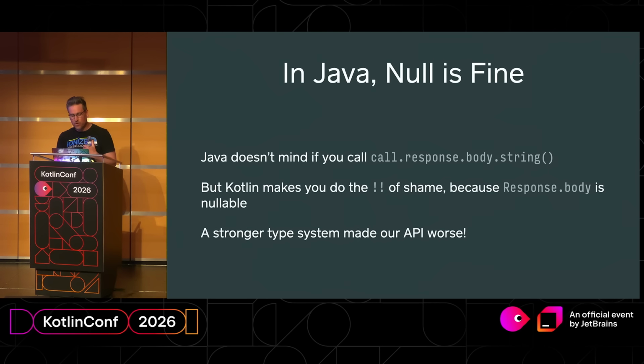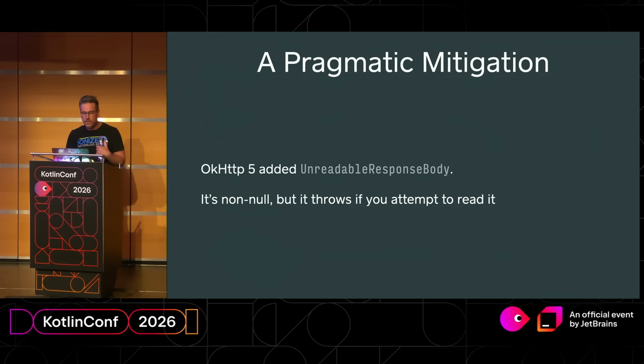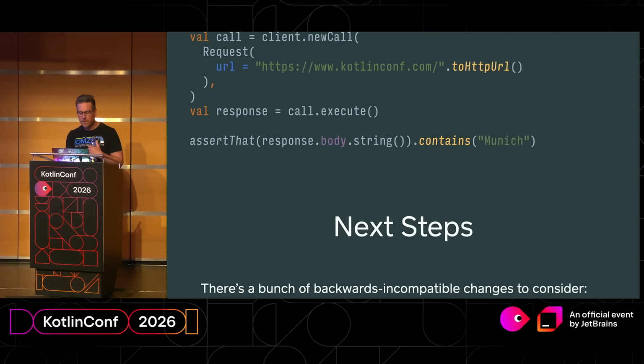And so in Java, this didn't matter because the type system didn't care. We wrote this API where it was almost always, actually effectively always non-null, but the type system had this one situation where it could be. And in Java, it didn't matter because the type system didn't care about null. But in Kotlin, we make you use the bang bang of shame. And so our mitigation in the new OkHttp 5 is we have a new implementation of response body called UnreadableResponseBody. If you attempt to read it, it'll explode. But that means that your code in all of your normal situations just reads much nicer. There's no bang bang of shame.